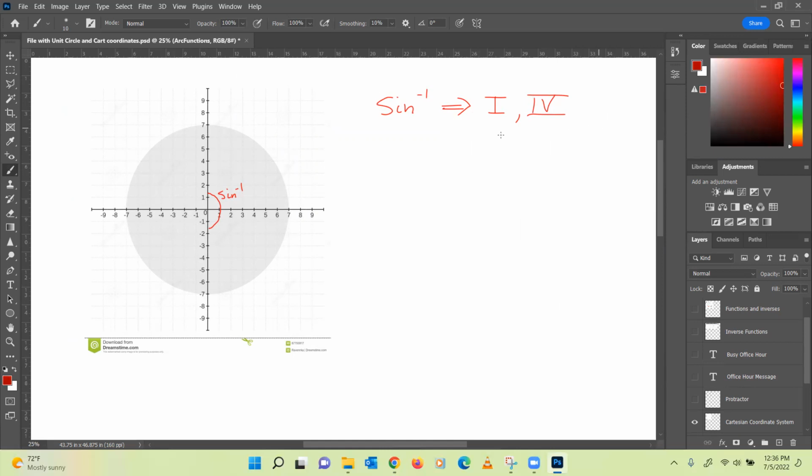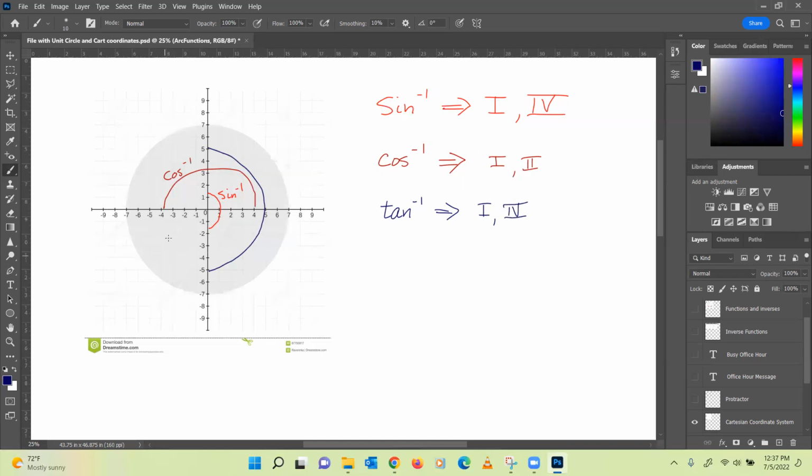Cosine, we had to limit from 0 to pi. So the output from arc cosine will be in the first and second quadrants. And we had to limit tangent, we had to restrict its domain just like we did for sine, from negative pi halves to pi halves. So arctangent's output will be in the first and fourth quadrants.